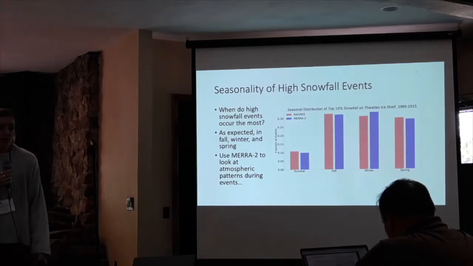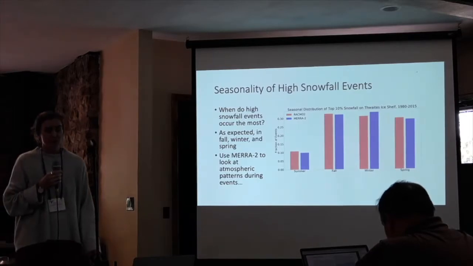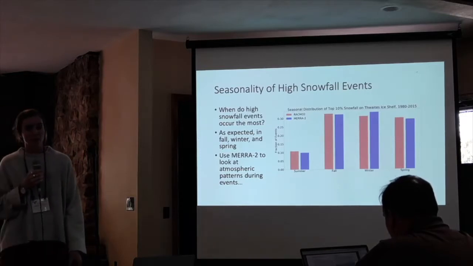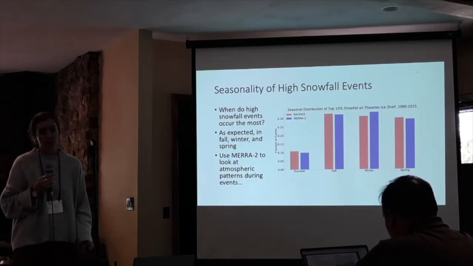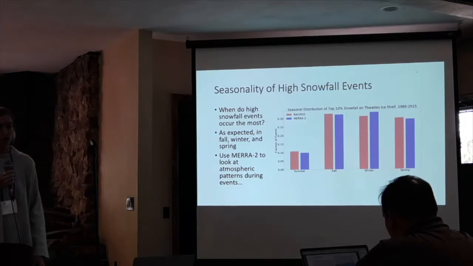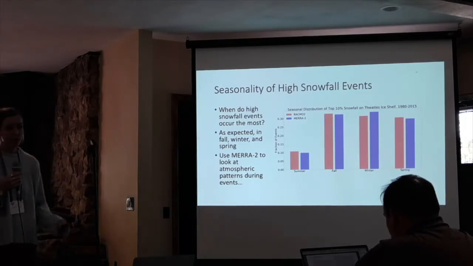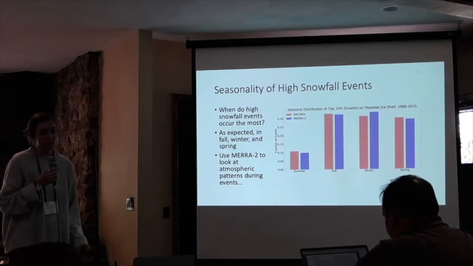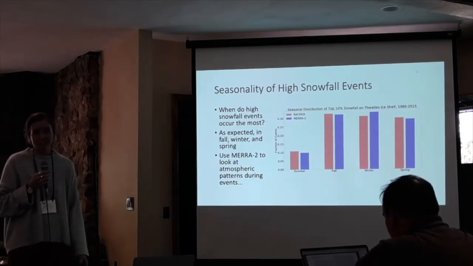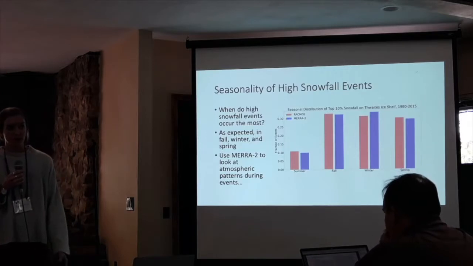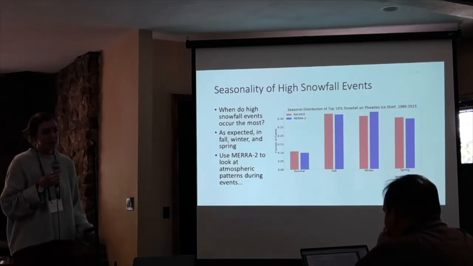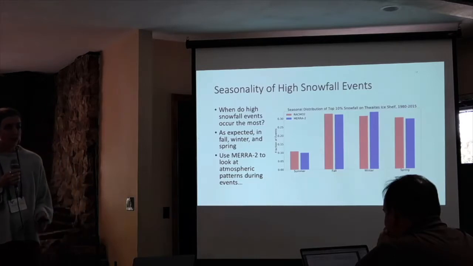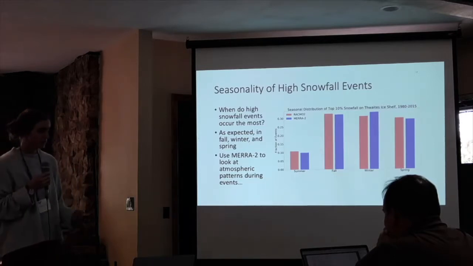Well, the next question is, when did these snowfall events fall? And as we expected from our snowfall climatology, most of the marked high snowfall events are occurring in the fall, winter, and spring seasons, with much fewer occurring in the summer months. And we also noticed that the distribution by season is pretty similar between RACMO and MERRA-2. So now we can use MERRA-2 to look at the large-scale atmospheric conditions that are occurring during these snowfall events.